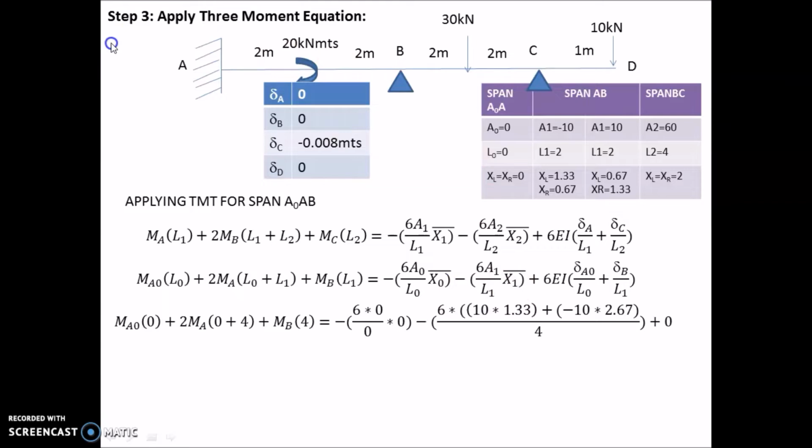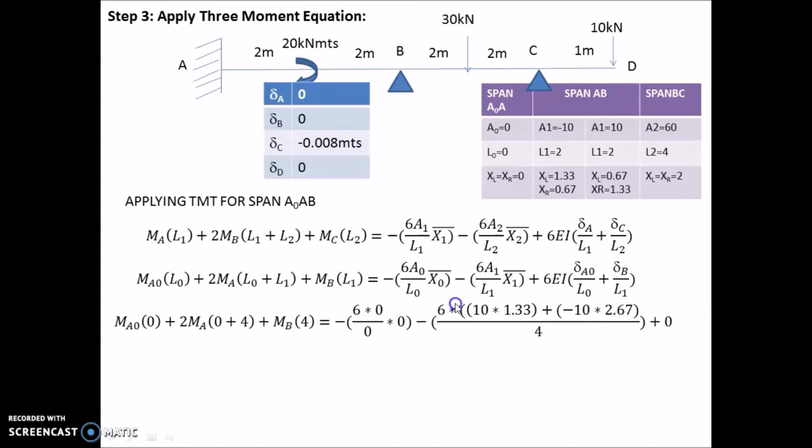Now we are applying this 3-moment equation for span A0, A and B. So for this span A0 A, the x bar value will be x0 bar here. x naught bar will be xl, which is 0. Now for span AB, the x1 bar will be xr, opposite to the center point. So this will be xr. So we should calculate x bar value from this point B.